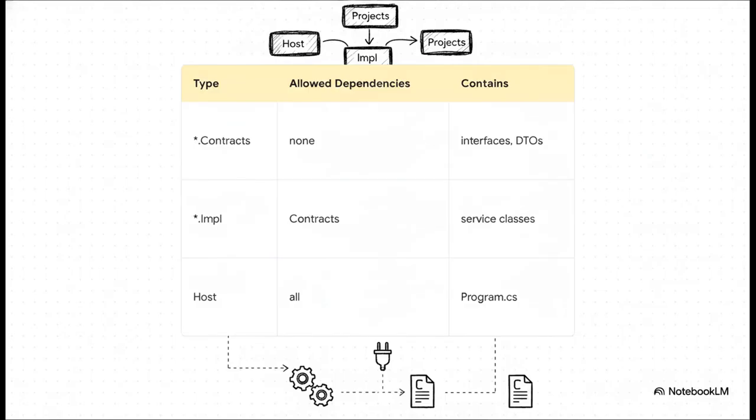Here is the actual blueprint for a compiler-enforced modular monolith. Just look at how clean this setup is. Every single feature is split into 2 distinct projects. The contracts project contains only interfaces and DTOs, and crucially, it references absolutely nothing. Then, the implementation project contains the concrete logic. It can only reference its own contracts and the contracts of other features. Finally, the host sits right at the top to wire everything up.